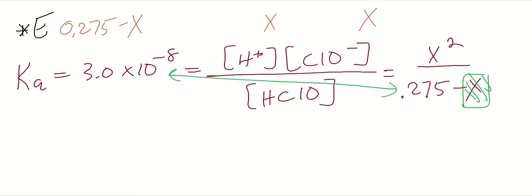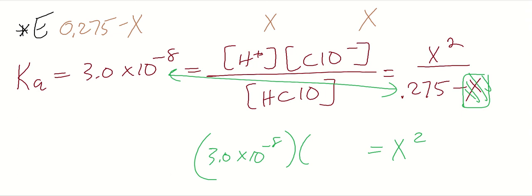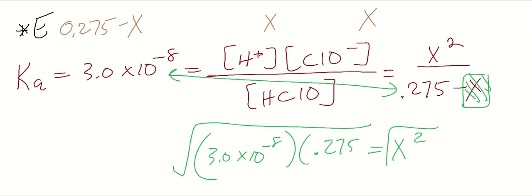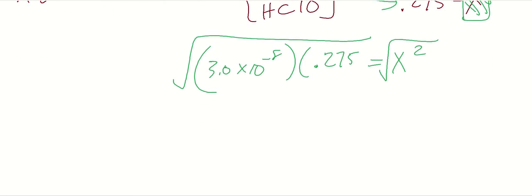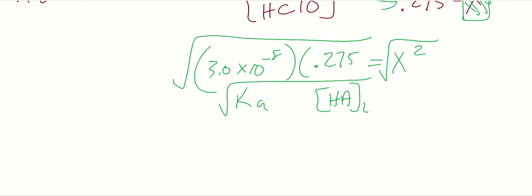Cross multiply here, and we're going to get X squared is equal to 3.0 times 10 to the negative 8. Multiply that by the initial concentration. Take the square root of both sides to get X. So if you've done enough of these, you can skip right to the step where you know X is going to equal the square root of the Ka value times the initial concentration of that weak acid. That's it. Square root of that, and you get your answer. Shortcut. All right, so let's plug these numbers in.